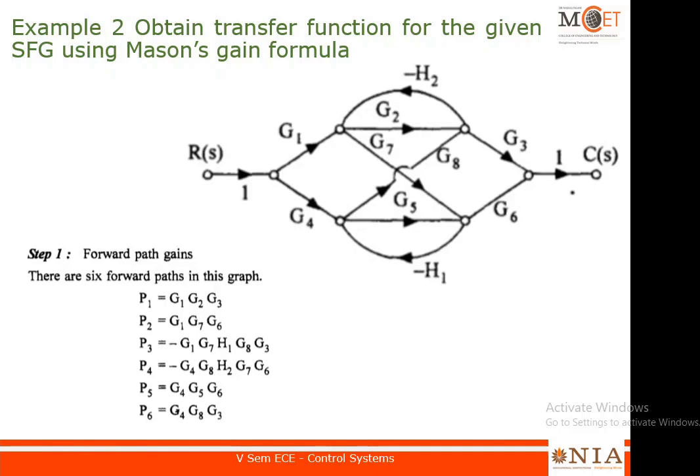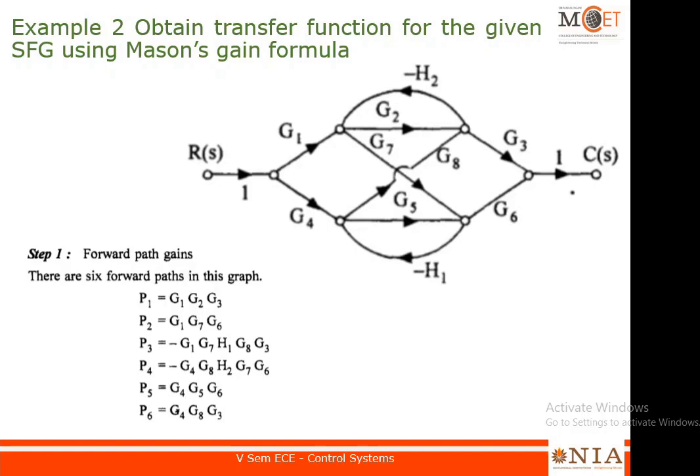So the next point is to find how many individual loops are there. So now we have got to find del. Actually first we have to find P1, P2, P3, P4, P5, P6, and then we have to find the del, that is the common denominator del, and then move on to finding your del 1, del 2, del 3, del 4, del 5 and del 6. So if you find all these things, your transfer function is ready.